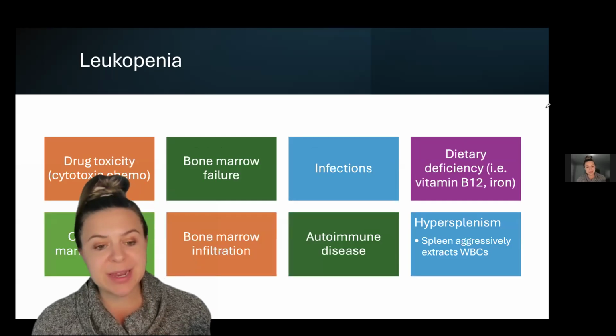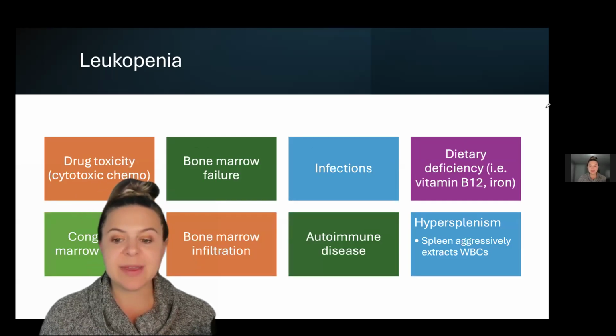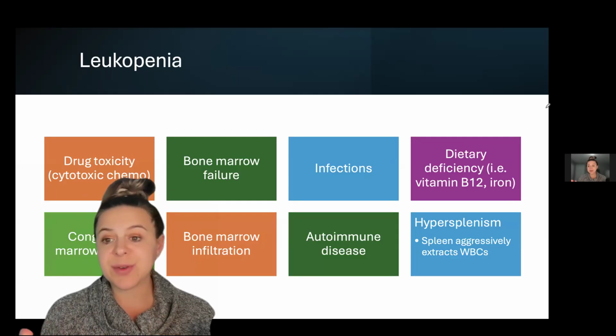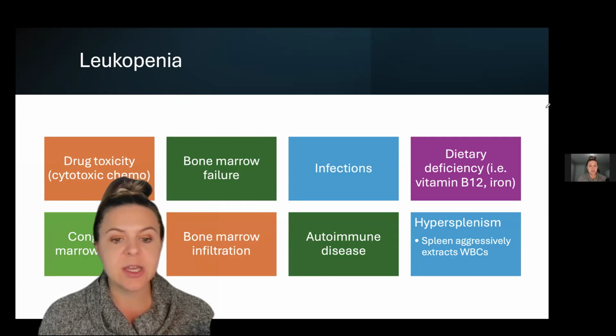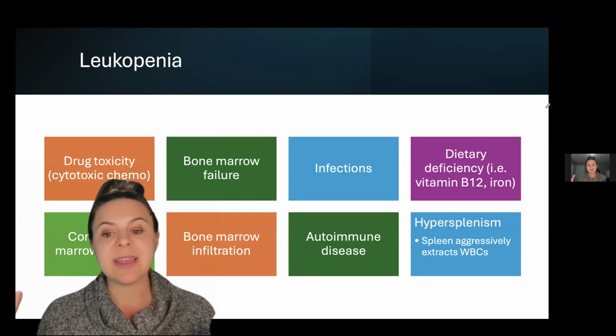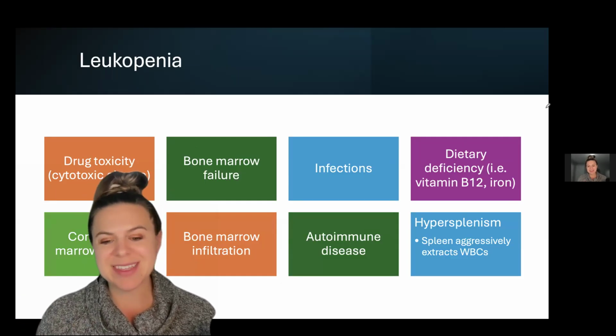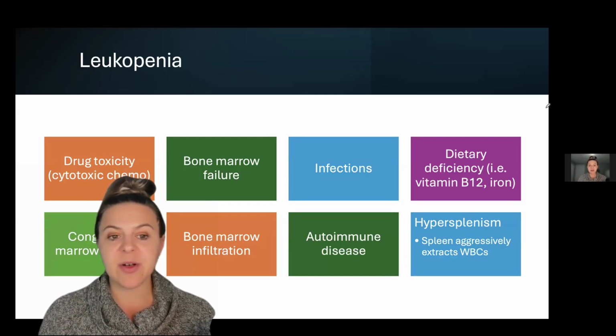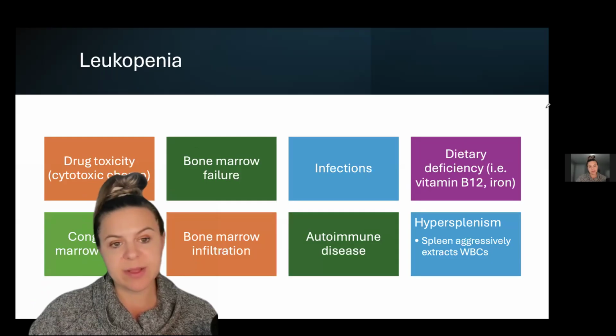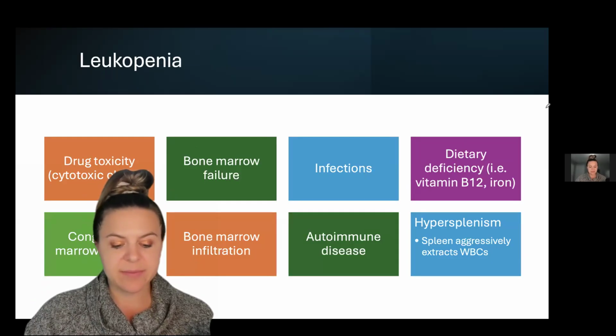Thyroid hormones can increase white blood cells as well as steroid use. Moving over to leukopenia, we can see that there are also a wide variety of causes, ranging from drug toxicity, bone marrow failure, infections, dietary deficiencies, issues with our spleen being too aggressive in extracting white blood cells from the blood, even autoimmune disease and infection. All can lead to a low white blood cell count, or leukopenia.